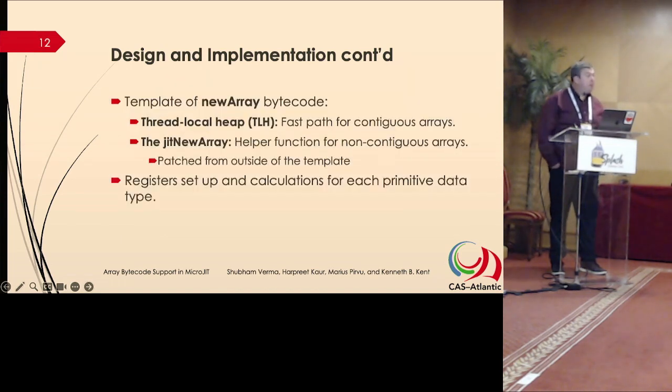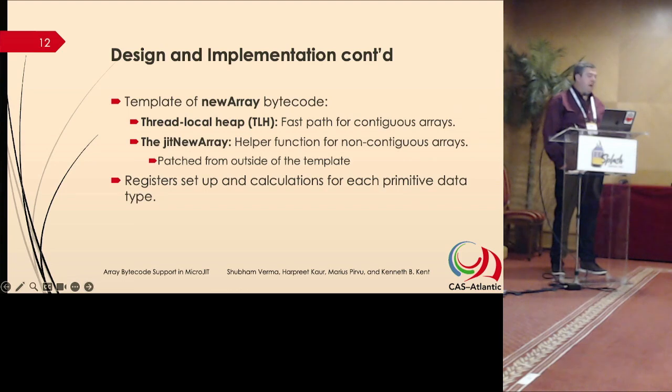The template of the newarray bytecode was a little bit more complex, simply because newarray means that we have to do memory allocation, and memory allocation means, well, what's the size of the array? If it's a small array, then we can take the fast path for the contiguous arrays, which effectively allocates the memory in the thread local heap, and it's no problem. If, however, the array is large, then we had to actually deal with that through a helper function.